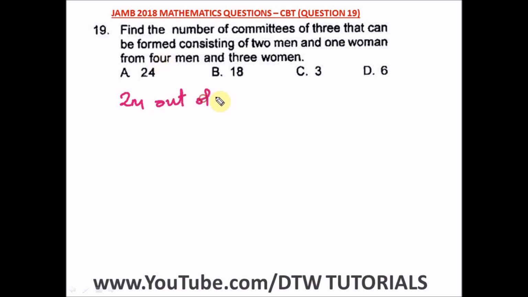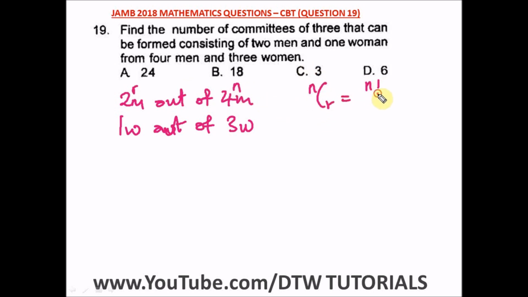4 men. And we're selecting 1 woman out of 3 women. So this is our R and this is our N. And remember, what's the formula for combination? nCr is equal to what? N factorial over N minus R all factorial, then R factorial.